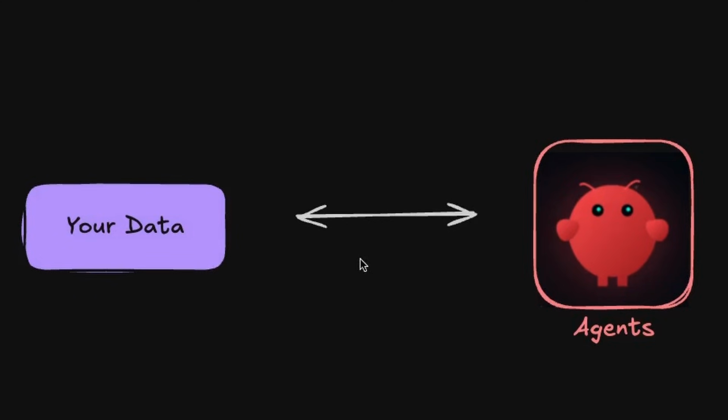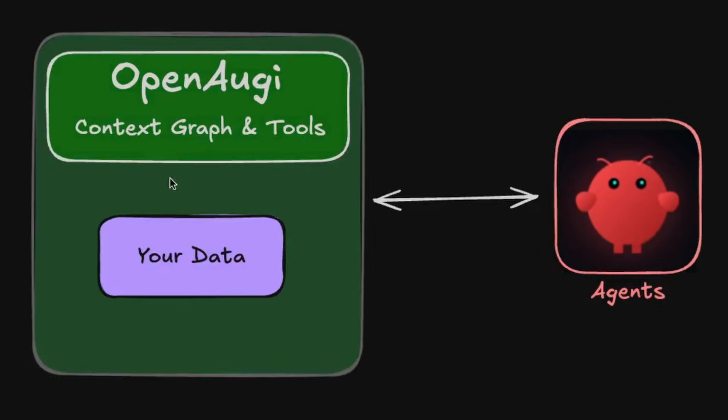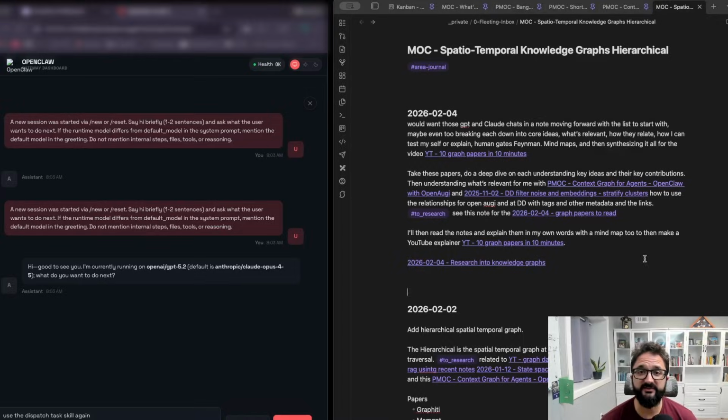way better than AGI. Today, you have your data and you have to do some prompting to get it to be useful for the agent. With OpenAugi, we wrap your data to allow the agent to perform agentic RAG. So here's how it works.